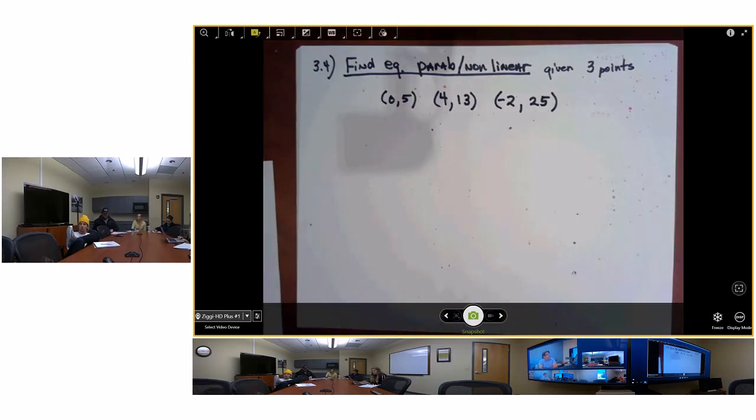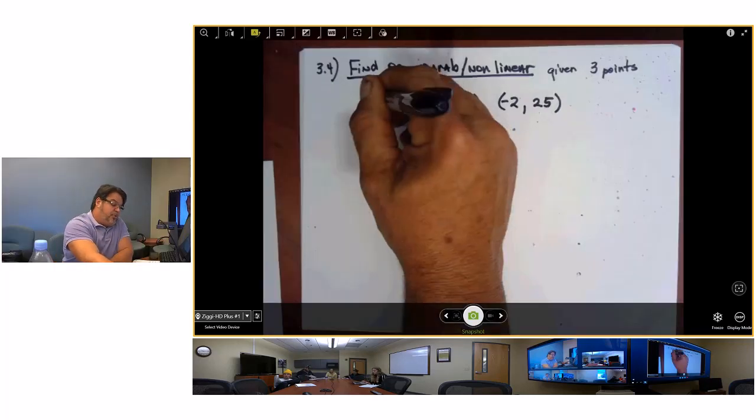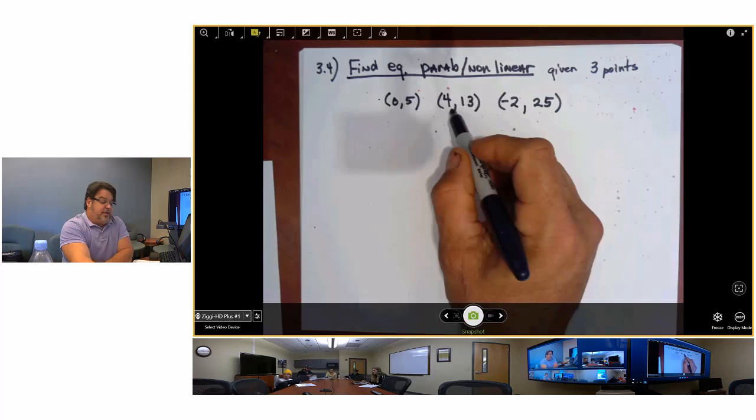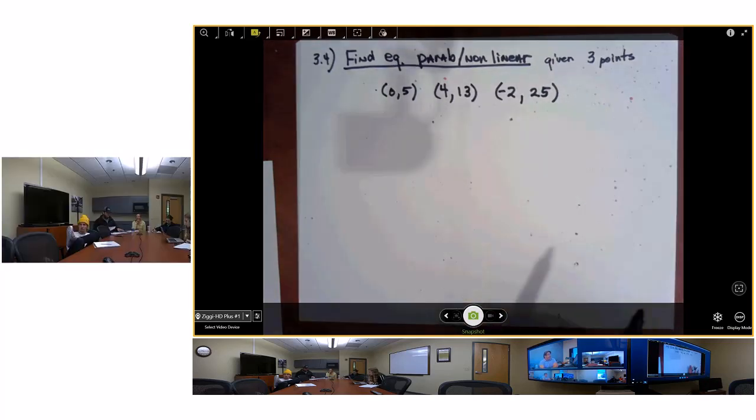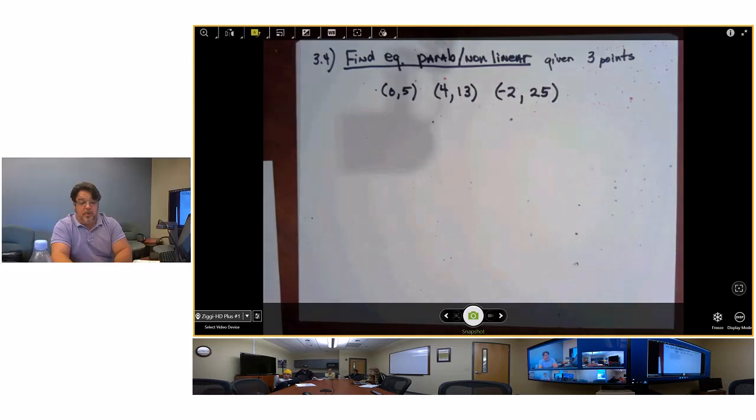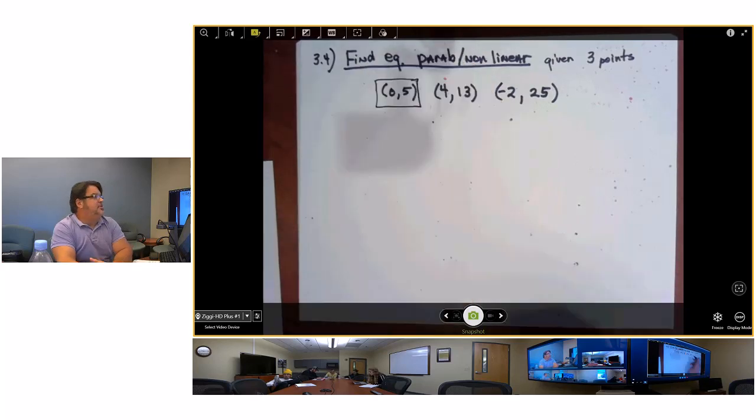Now, the first thing you want to do is this first point. What do you notice about this first point versus the second and third point? What does it have in it that the other two doesn't? 0. Does that help or hinder your progress? It helps. So this one is the one you want to pick first because it has 0 in it.